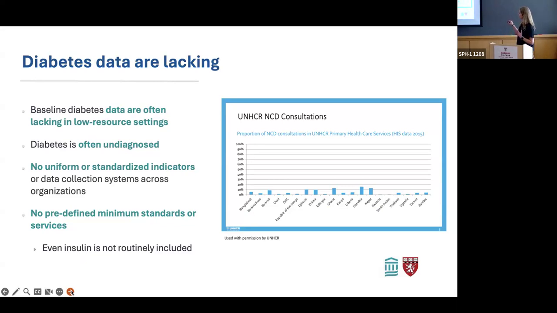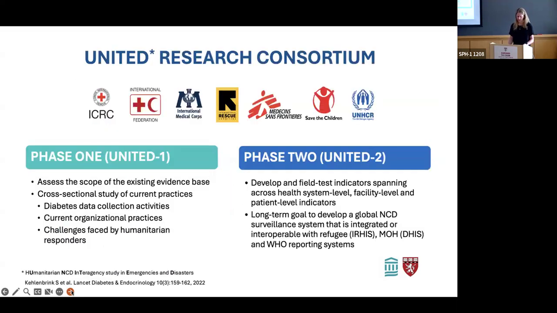This is a bit of an older graph, but it still holds true today, from UNHCR, their NCD consultations across their sites. And you'll see that the proportion is minuscule, and it's not because it's not there, it's because they're not measuring it. And there are no predefined minimum standards. Even insulin, which is an essential drug and a life-saving medication, obviously for someone with type 1 diabetes, is not routinely included in a humanitarian response. That's a death sentence for some people.